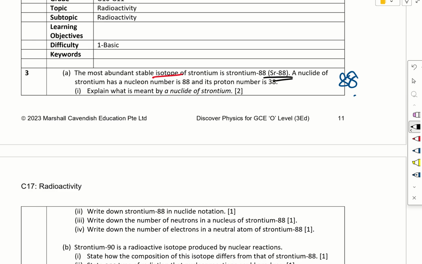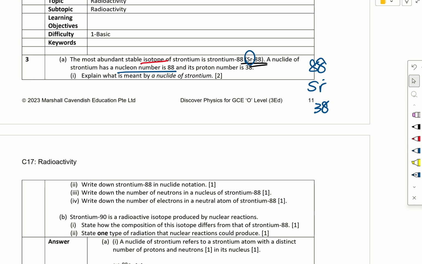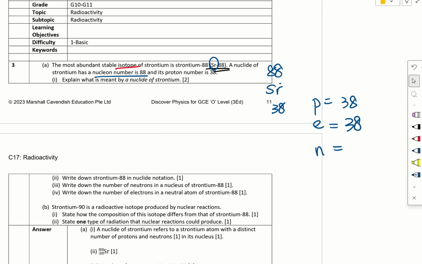There are students who ask me, do I need to memorize the periodic table or do I need to have the periodic table? Actually, for physics, it's not really necessary for this chapter, but for chemistry, they'll provide it. So I can see from here, strontium is represented by capital S, small letter r. The nucleon number is 88, proton number is 38, so I'll write 88 and 38 here. So I can know the number of protons is 38, the number of electrons if it is a neutral atom will also be 38, and the number of neutrons will be 88 minus 38 equals 50.